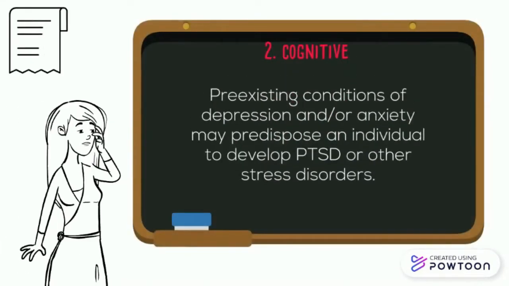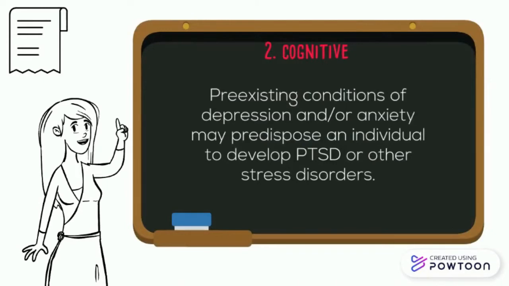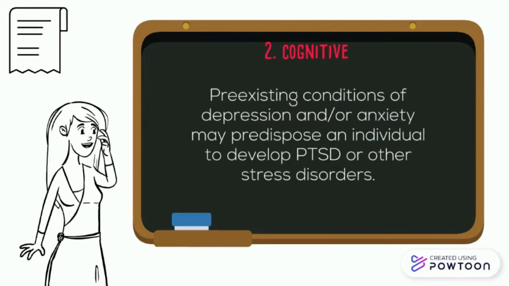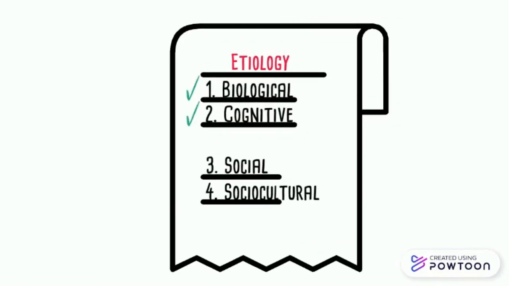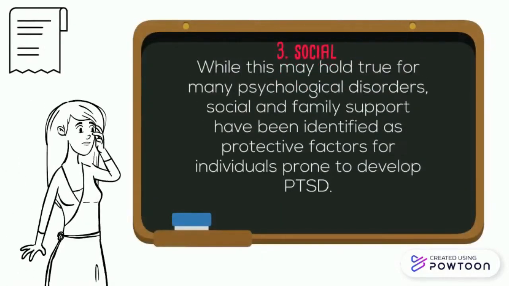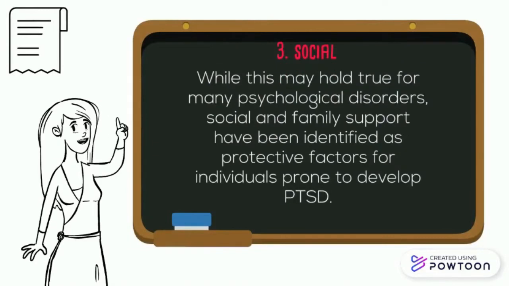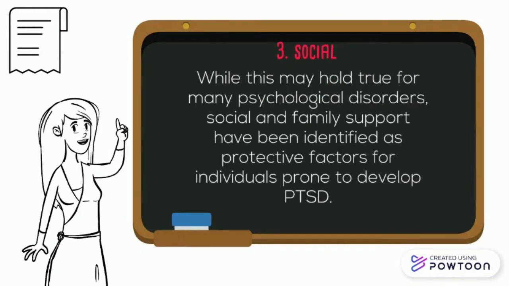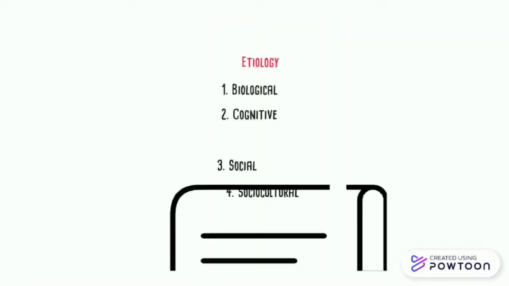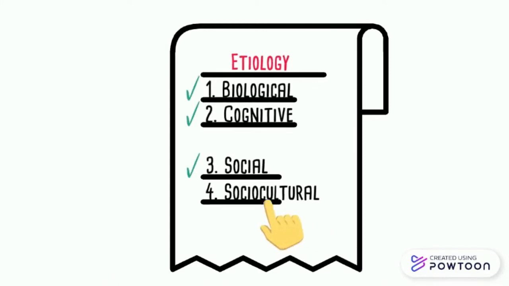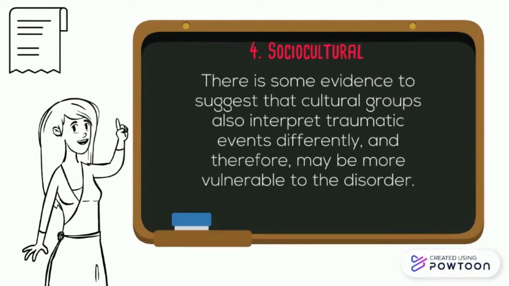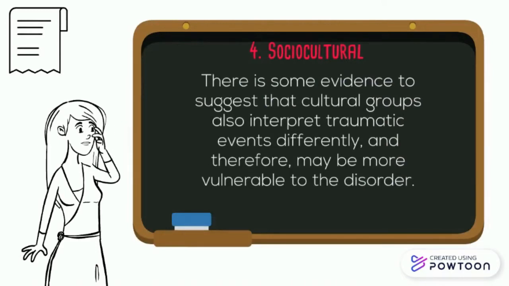Cognitive: pre-existing conditions of depression and/or anxiety may predispose an individual to develop PTSD or another stress disorder. Social: while this may hold true for many psychological disorders, social and family support have been identified as protective factors for individuals prone to develop PTSD. Sociocultural: there is some evidence to suggest that cultural groups also interpret traumatic events differently and therefore may be more vulnerable to the disorder.